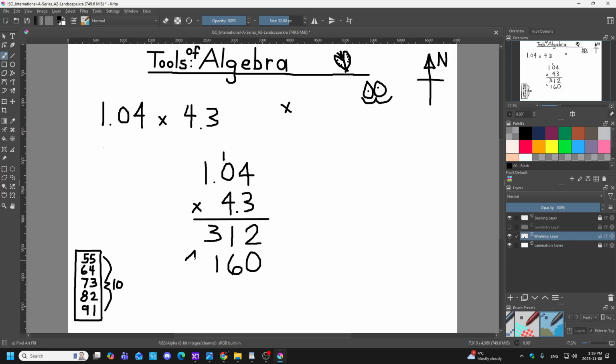Be careful of your positioning of your numbers. Because we are multiplying, the sign that goes with multiplication is plus. Simple addition, 2 plus 0 is 2, 6 plus 1 is 7, 3 plus 1 is 4. Nothing to add here, we just bring it down.